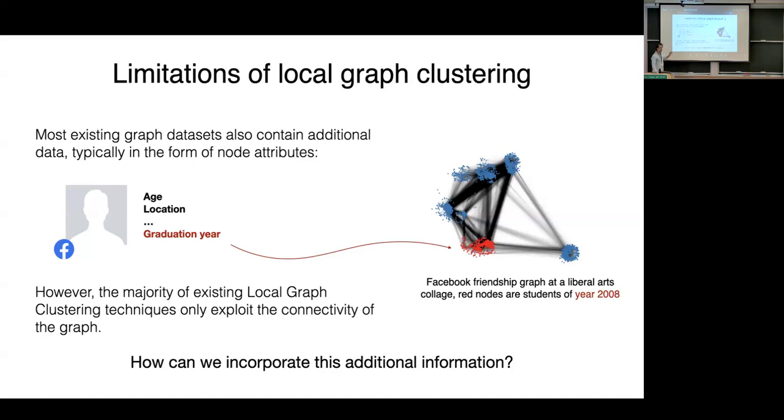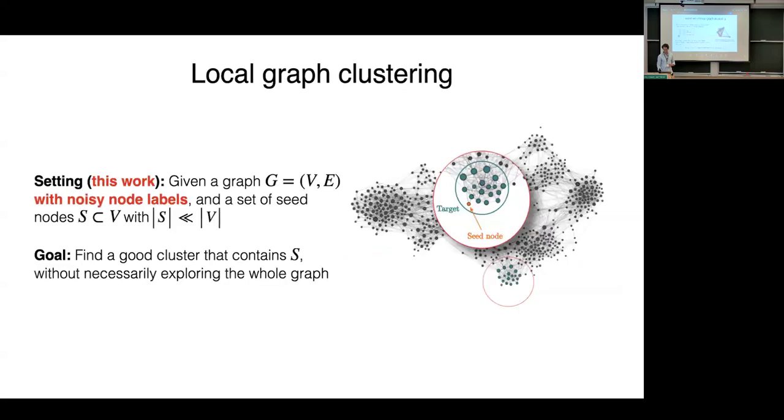However, most of the existing local graph clustering techniques only exploit the connectivity of the graph. So our question here is how to incorporate this additional information. If we revisit this goal that we had in mind, the only modification that we make comes in the form of these so-called noisy node labels. We're going to talk about this in more detail, but this is how we incorporate this extra piece of information into our framework.